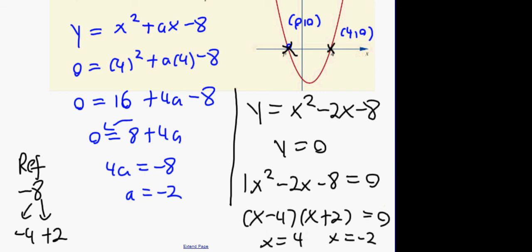If we look back at our diagram, we can see that x equals 4 we already knew was one of the answers for the x-axis intercept, but we didn't know what p was. We knew p was a negative number because it's to the left of the y-axis, therefore p equals minus 2. And that's how you do that one. Okay?